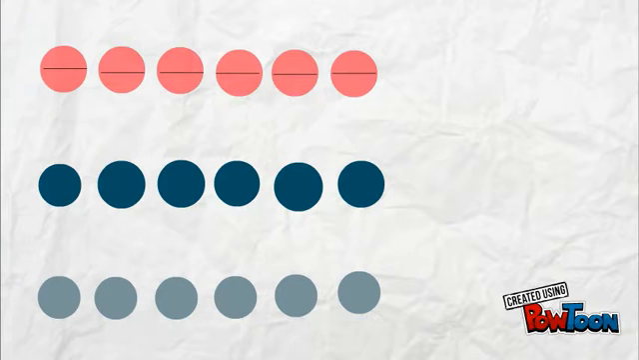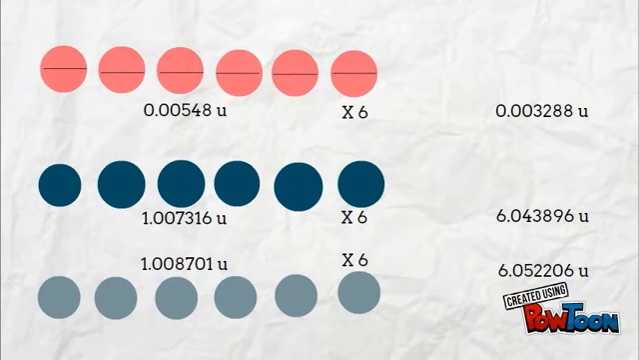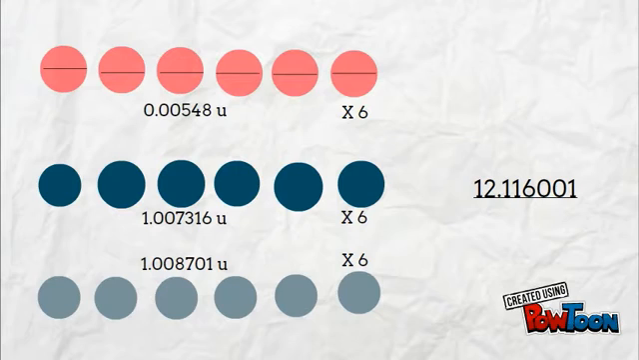We know the atomic mass of each electron, so we multiply that by 6, and then multiply the atomic mass of protons by 6, and then 6 times the neutrons, and we should get a total of 12. But wait, we get a slightly higher number. And this is because the energy used to hold the protons and neutrons together is converted into mass.